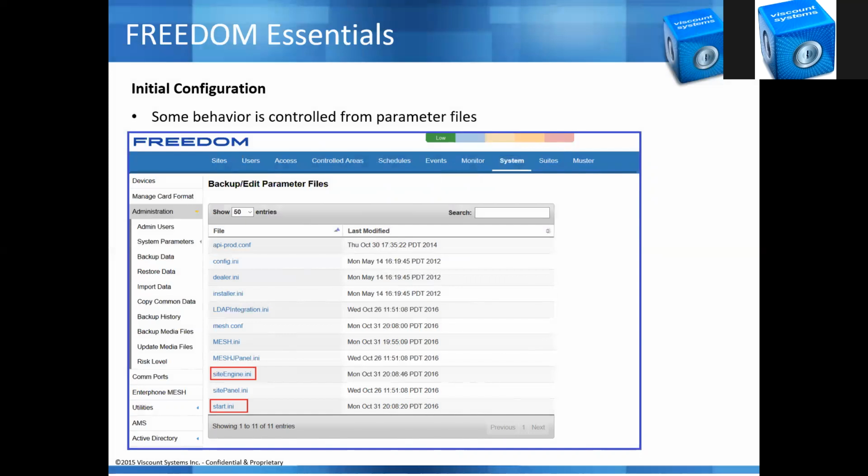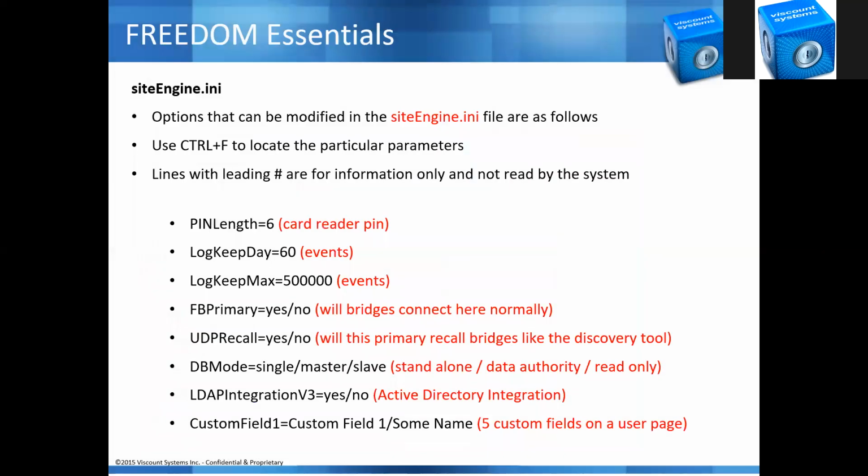Some behavior is controlled from parameter files called INI files. The Site Engine INI file specifies the configuration options on how the Freedom software engine handles operations. Pin length determines the length of pin number required by users. Log keep day and log keep max specify how long the system will retain log events. The system will retain these log events as long as specified here, whichever comes first.